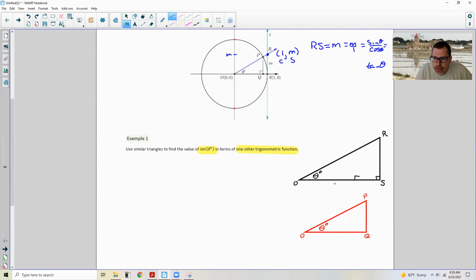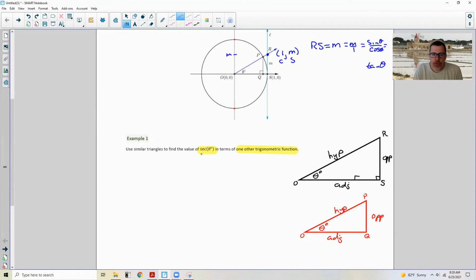I'm going to separate these two, like so, to explain this. OS is adjacent to theta, RS is opposite, and this is the hypotenuse. Similarly, OQ is adjacent, PQ is opposite, and OP is the hypotenuse. So we can set up a proportion, which is comparing two ratios, setting them equal to each other.